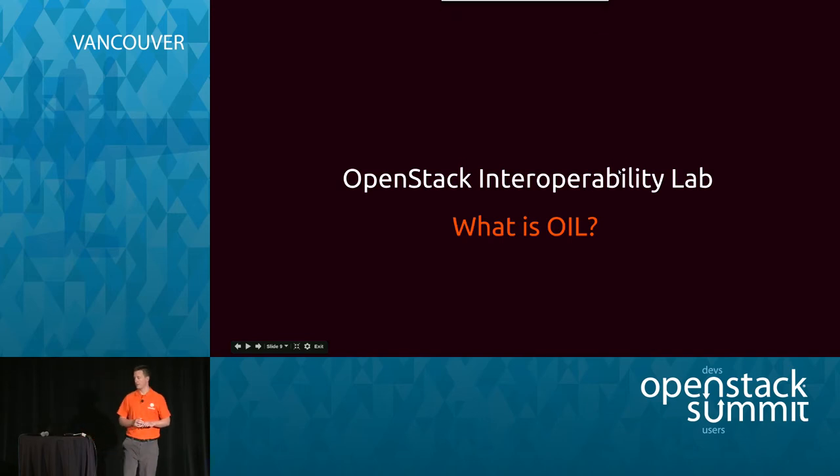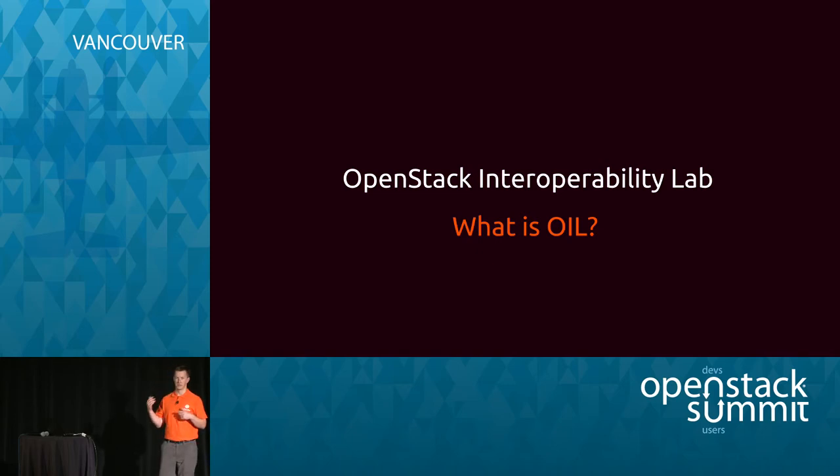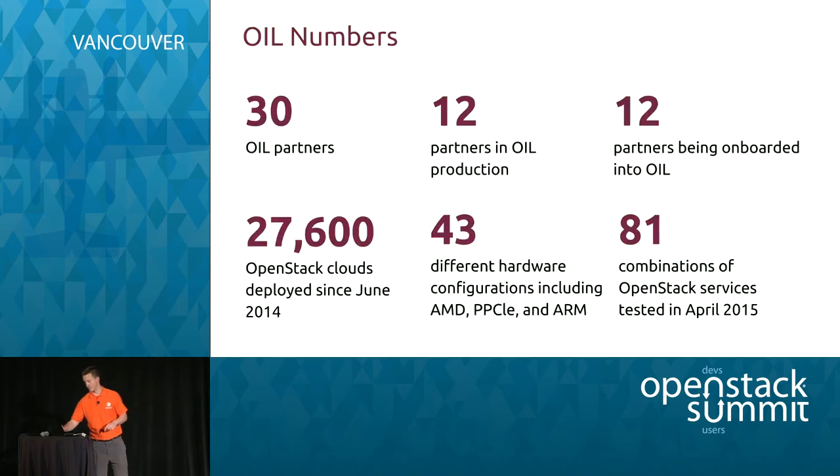OIL, real quick, it's the OpenStack Interoperability Lab. I kind of talked about it a little bit. It is an extension to our partner program, where we are testing all sorts of permutations and combinations of OpenStack deployments with vendor software and hardware involved. So there's 30 OIL partners at this point. 12 of those partners are in OIL production, and 12 partners are in the process of being onboarded into OIL production. There's a process in OIL where you start doing testing and staging, and then we have to work back and forth to make sure everything's working as expected before we can get you promoted to production.